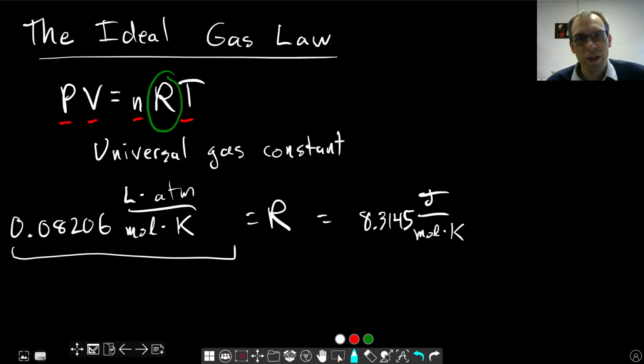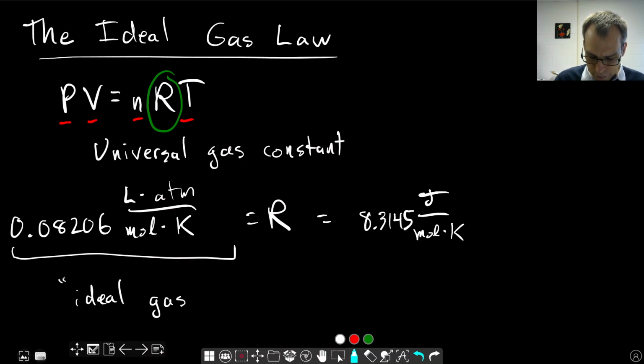So this captures all the same concepts that we have in the individual gas laws relating pressure, volume, number of moles, and temperature into a single law that we can use under ideal conditions. Now, why is this called the ideal gas law? Well, it comes to the idea of an ideal gas.